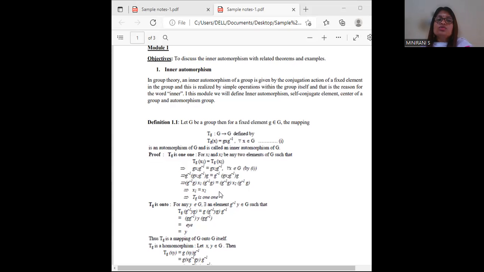So using two properties, the associativity, the existence of inverse, and the existence of identity of a group, we prove that x1 is equal to x2. It's a very straightforward proof. So we get Tg is a one-to-one mapping. So one part, that means we have proved that the function is injective.